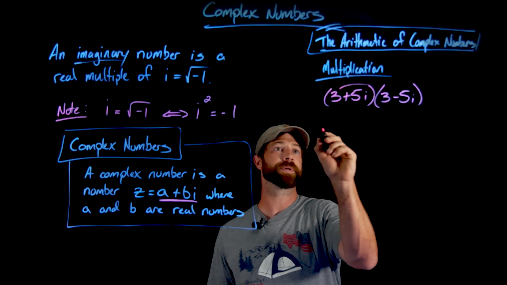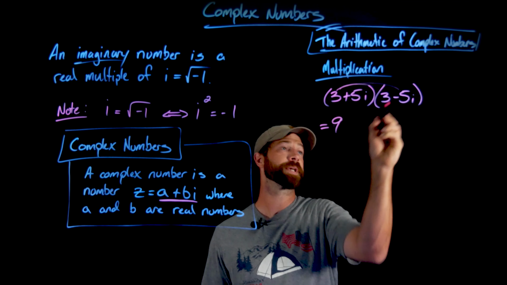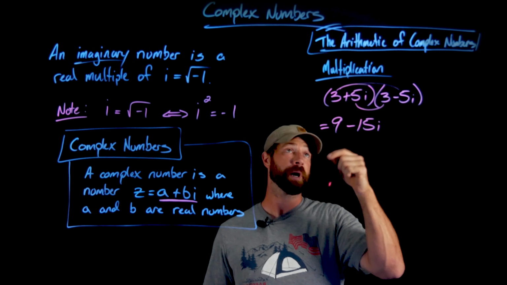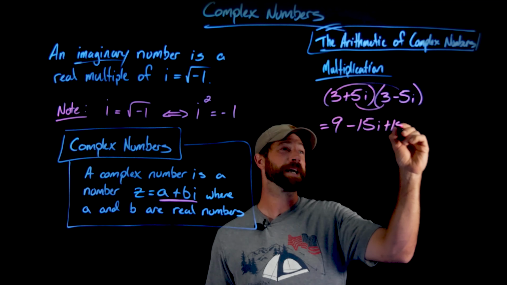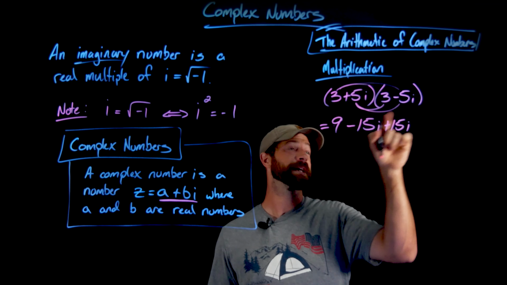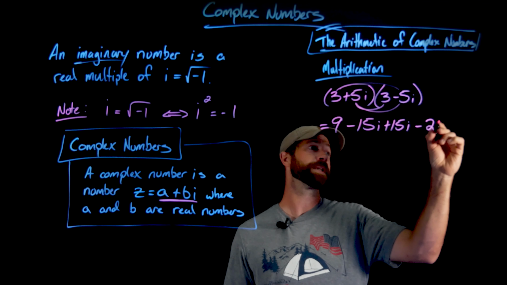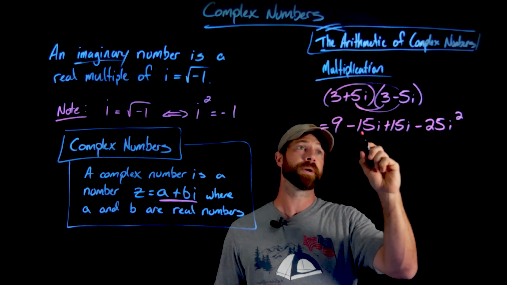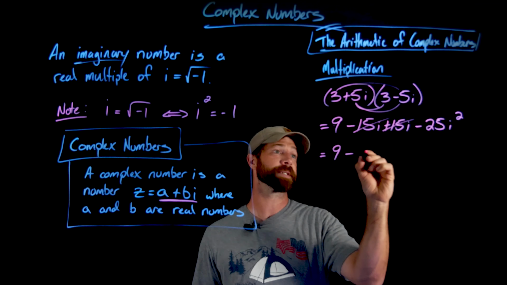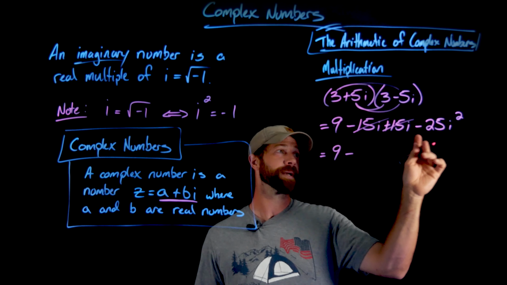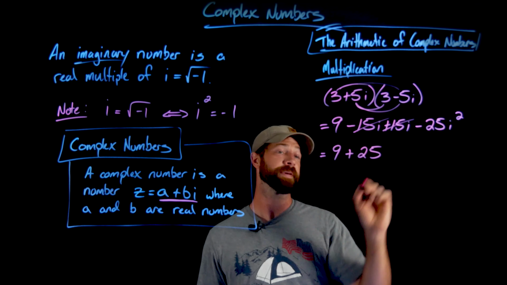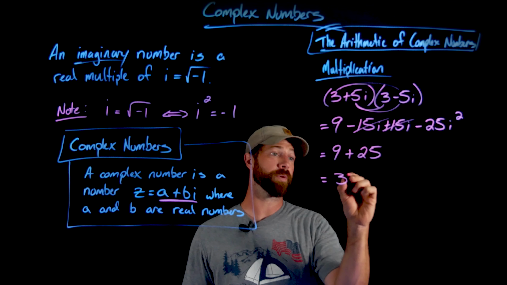But we get 3 times 3, which is 9. 3 times -5i is -15i. We get 5i. Positive 5i times 3 is a plus 15i. This is that middle term canceling it out. And then positive 5i times -5i is -25i squared. We get the canceling of these i terms, and what we end up getting is 9 minus 25i squared. But this term, we know the i squared makes this simply a plus 25. Giving us 34.